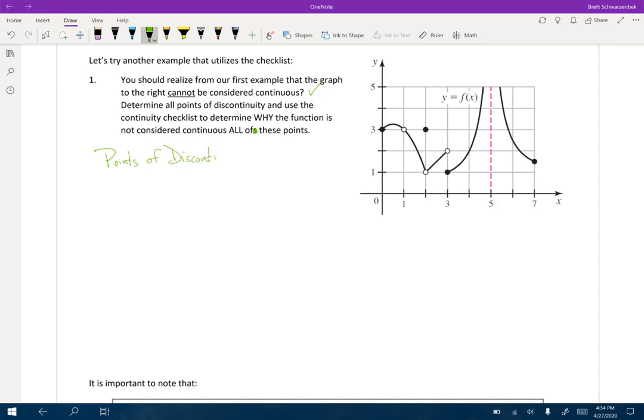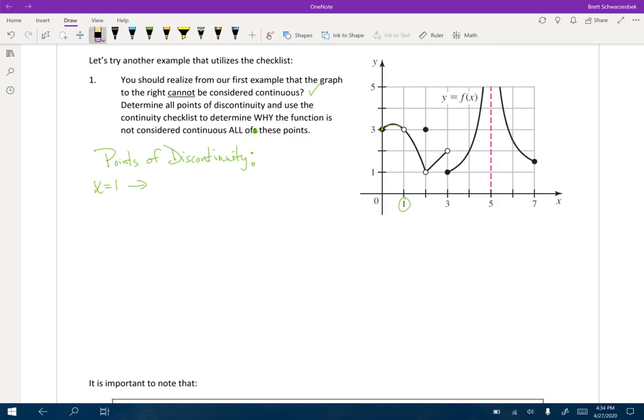Okay, so let's start with the first one, which hopefully everybody sees. We start here. Where's the first time we pick up our pencil? At x equals 1. Okay, so at x equals 1, we have to determine where this might fail, essentially. So we have to go through the continuity checklist.